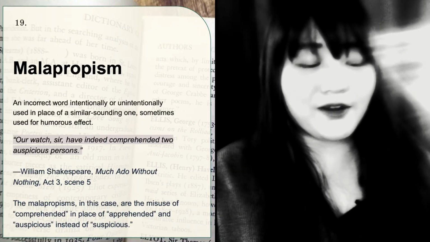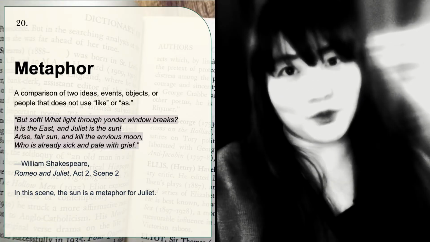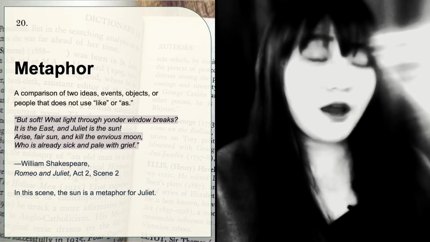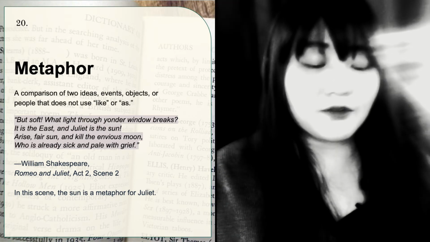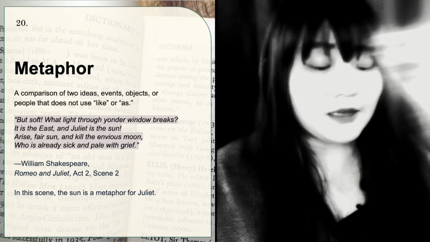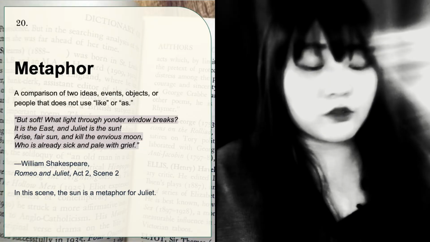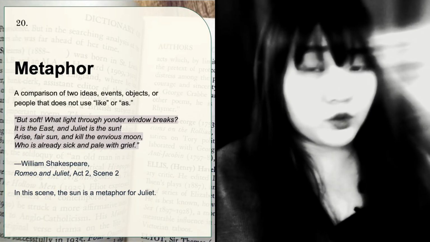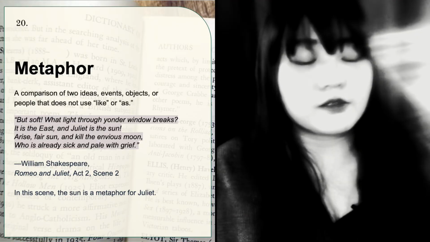Moving on, literary device number 20, we have metaphor. I'm sure most, if not all of you know what a metaphor is, but a metaphor is a comparison of two ideas, events, objects, or people that does not use the words like or as. For example, in William Shakespeare's Romeo and Juliet, Act 2, Scene 2, we have Romeo saying these words.